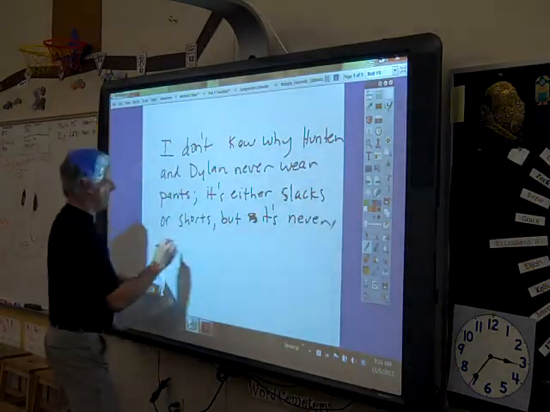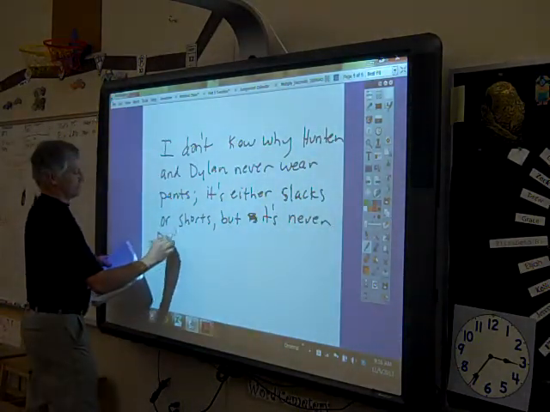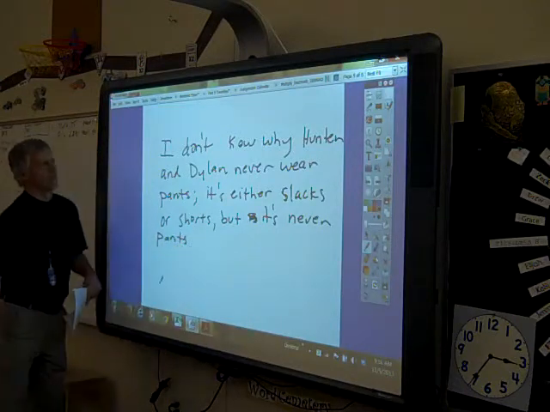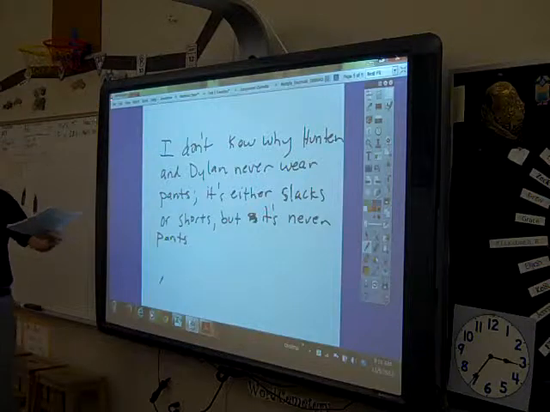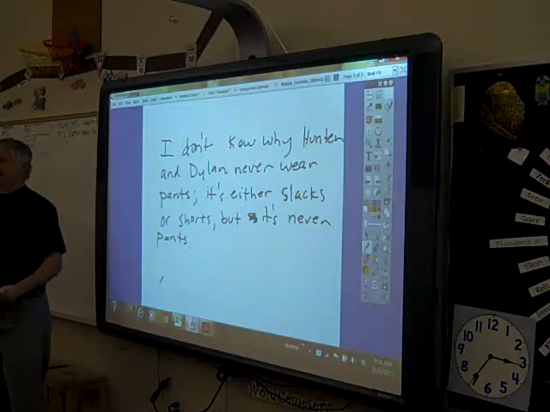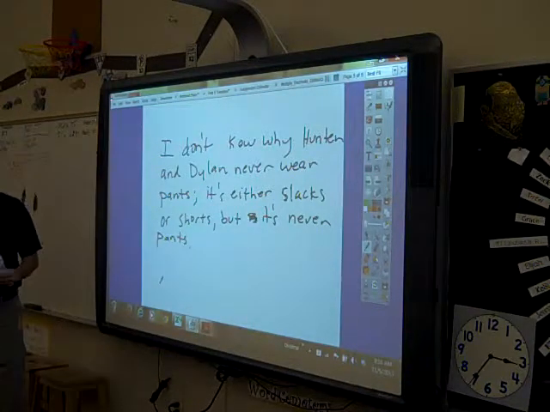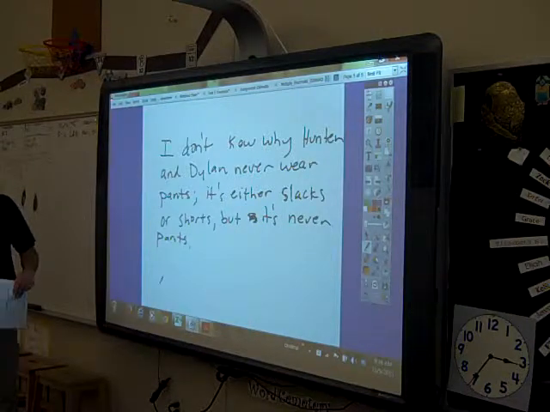All right, take a look here. I don't know why Hunter and Dylan never wear pants. It's either slacks or shorts, but it's never pants. What do you think? Blake, thanks for raising your hand politely. And now she forgot the end.